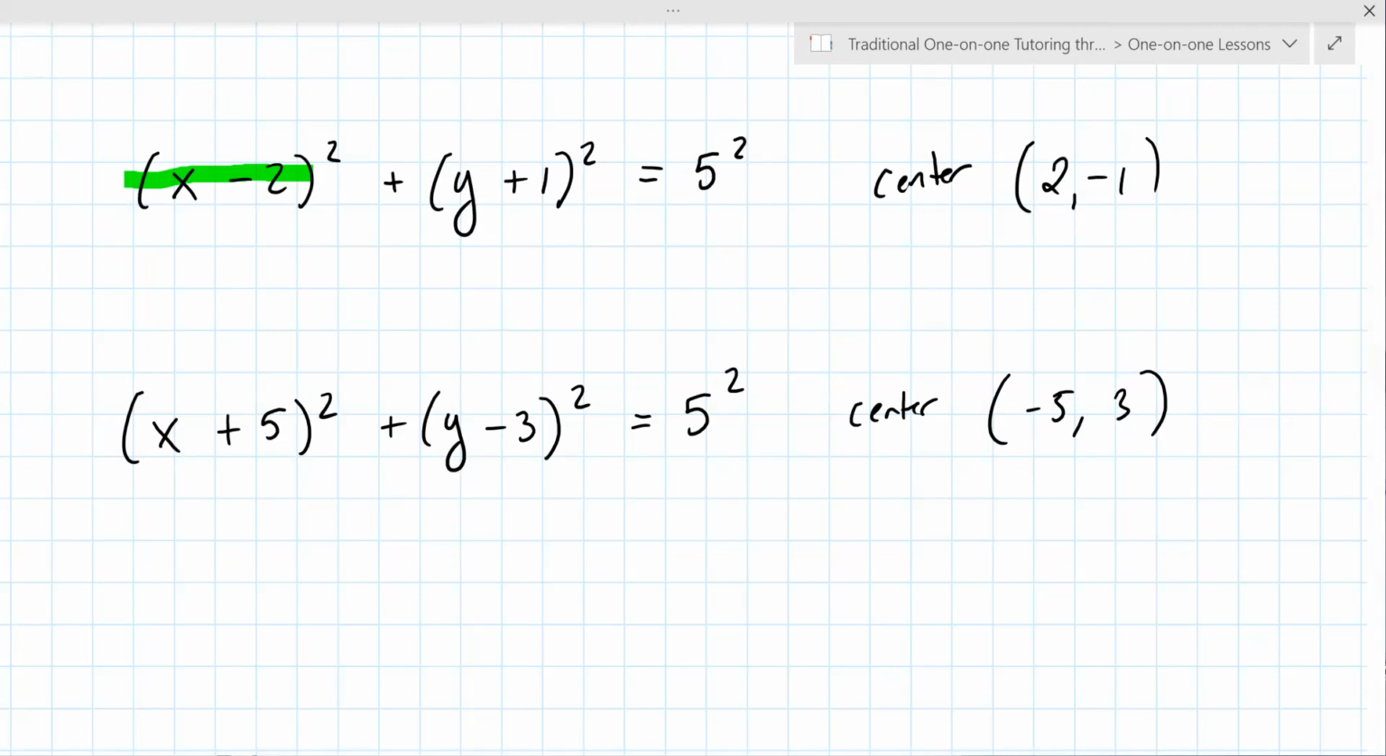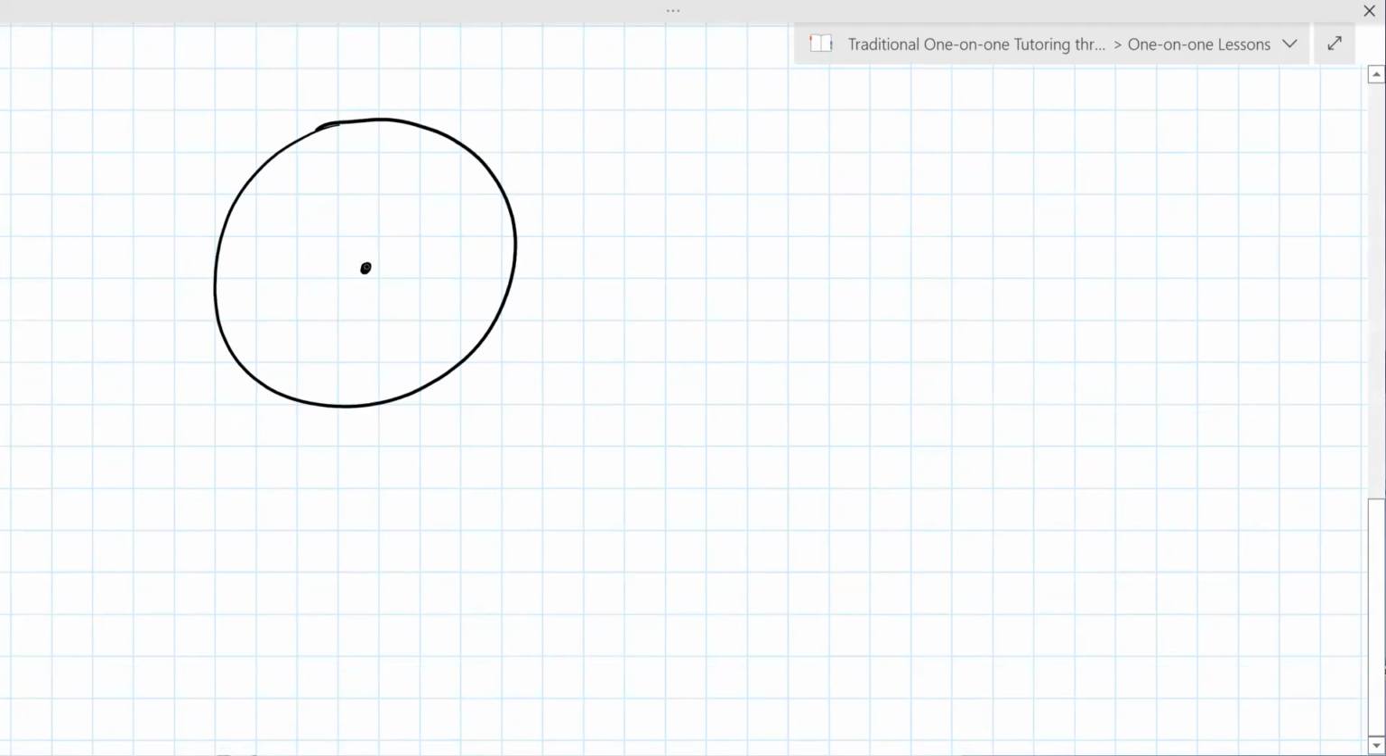Now let's do a reminder here. From the center of the circle, if I go out to the edge of the circle, what is this line segment called? Line segment. Yes. The line segment right there, that is the radius.